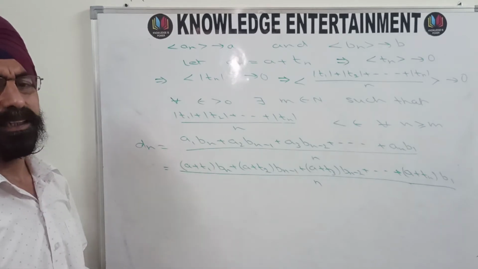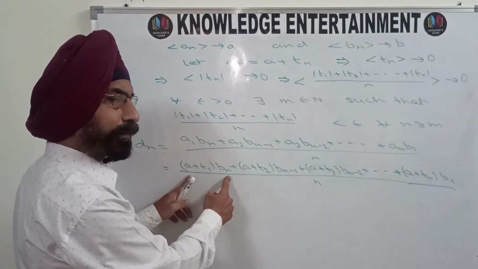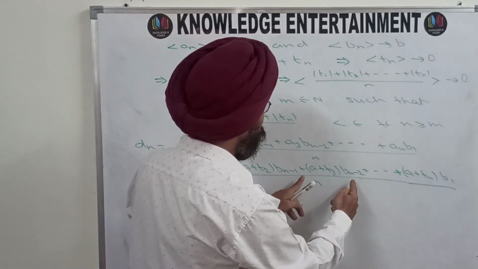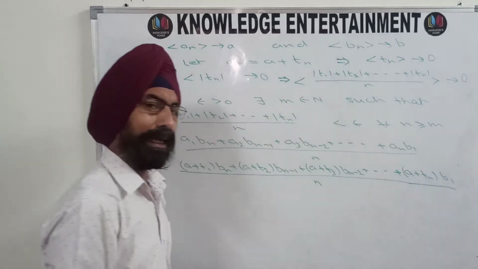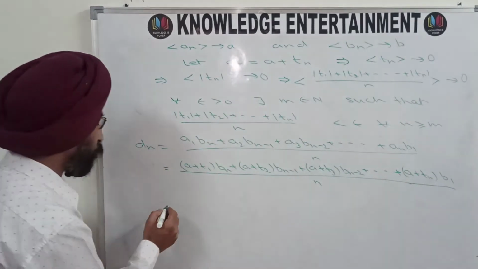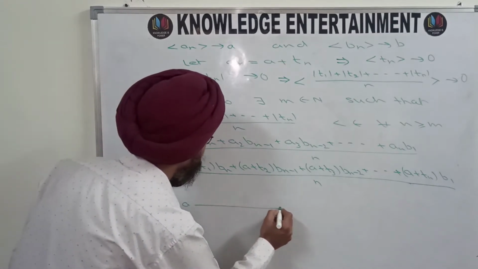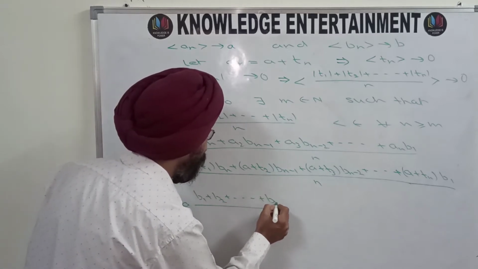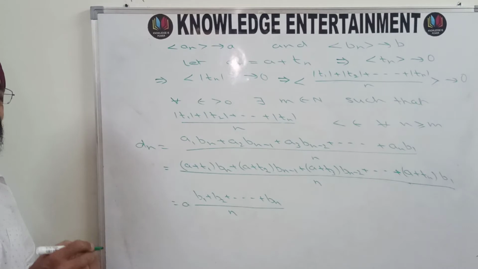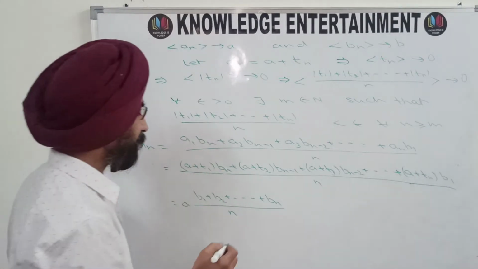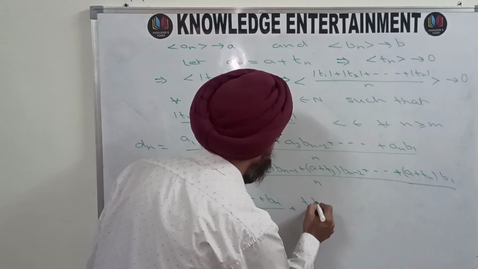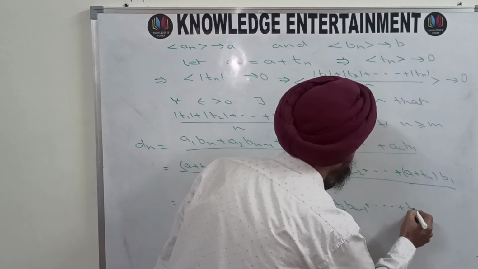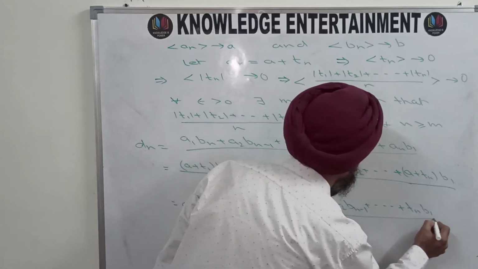Now we collect the terms separately, terms containing A and B, terms containing T and B. So this is ABn, ABn minus 1, ABn minus 2 and so on, AB1. You can take A as common from these terms and you will be left with B1 plus B2 plus and so on Bn divided by n. And in the second part, you will get T1 Bn plus T2 Bn minus 1 plus and so on Tn B1 divided by n.